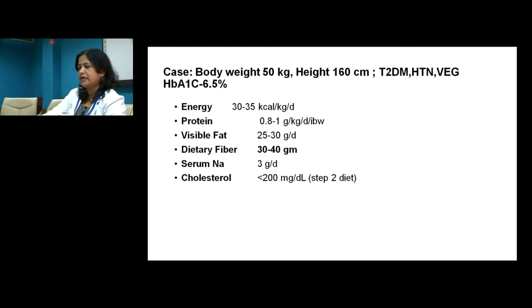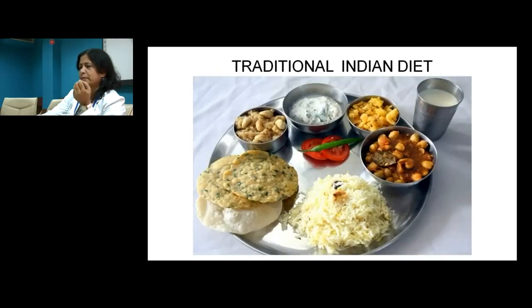Visible fat should be 25 to 30 gram per day. Dietary fiber should be 30 to 40 grams, and sodium basically 3 gram per day, and cholesterol is less than 200 milligram per day, basically from the step 2 diet. Here we just put a picture of a traditional Indian diet. We should try to follow this kind of diet on a daily basis.